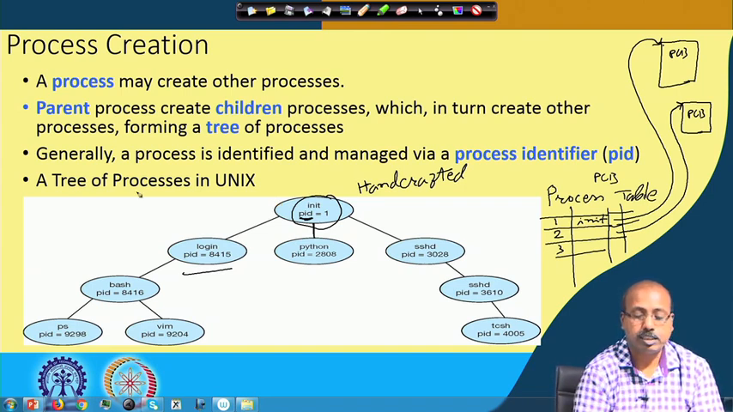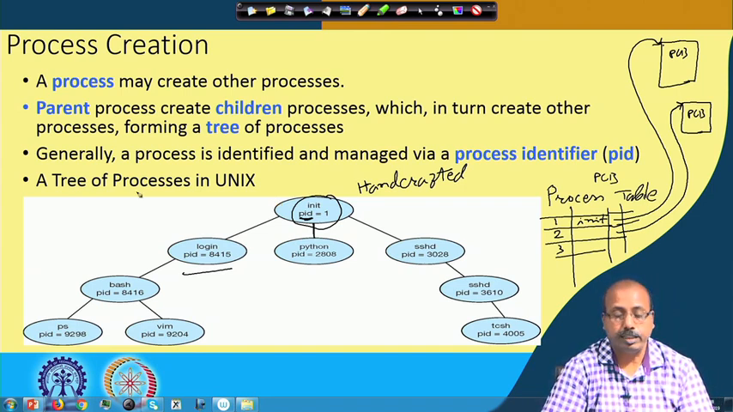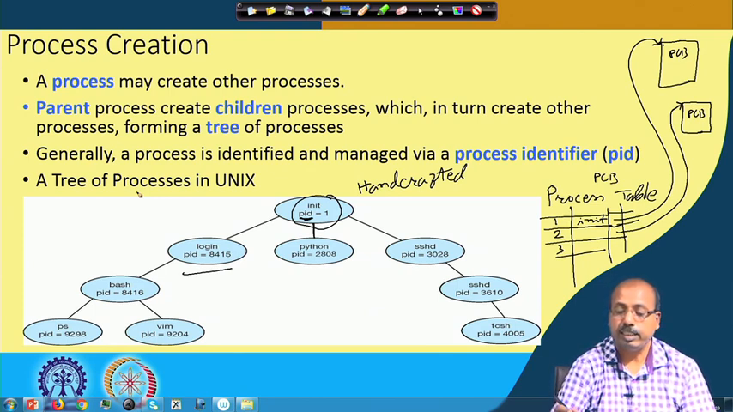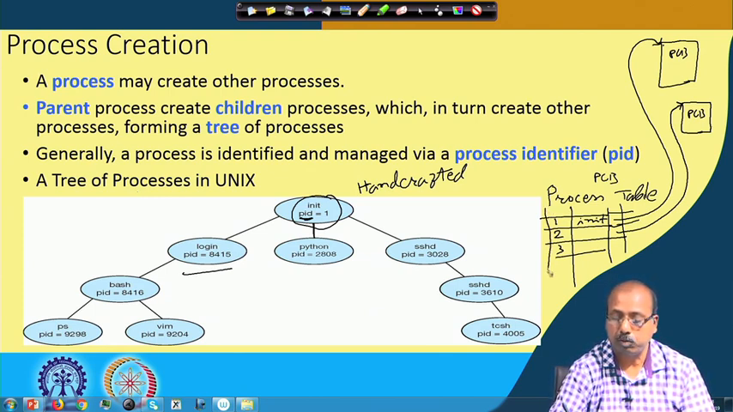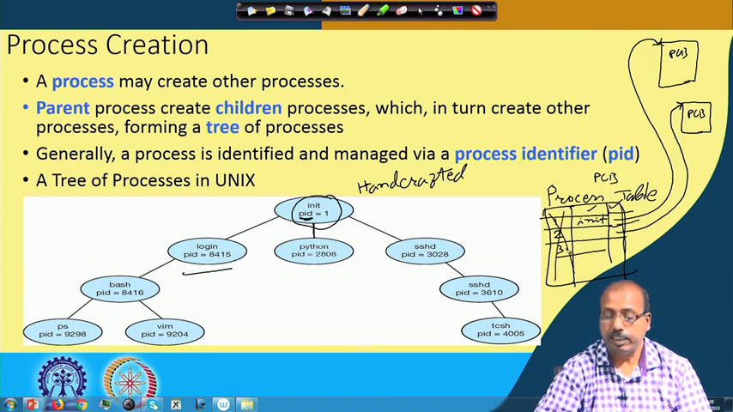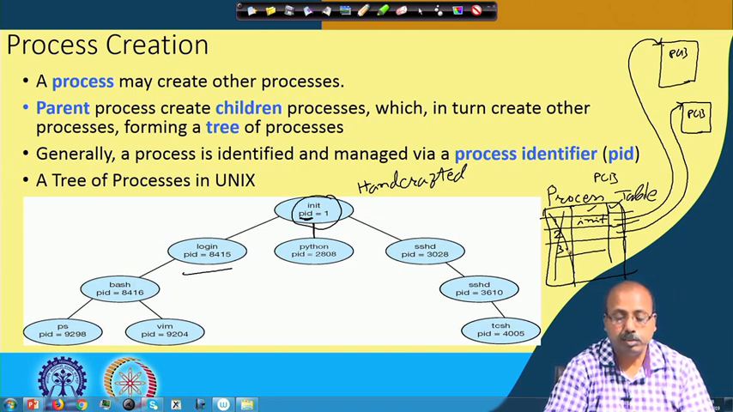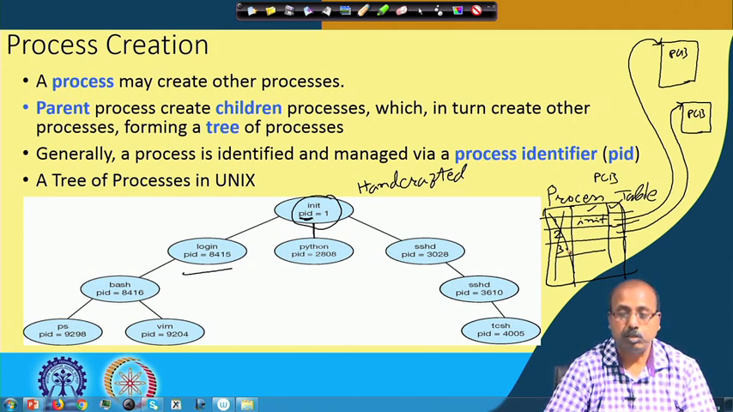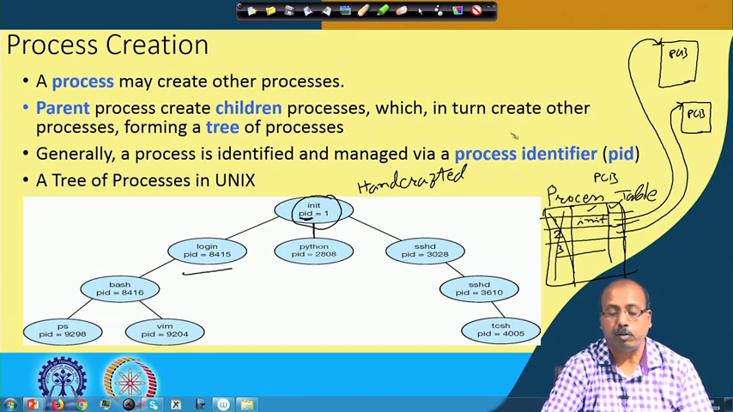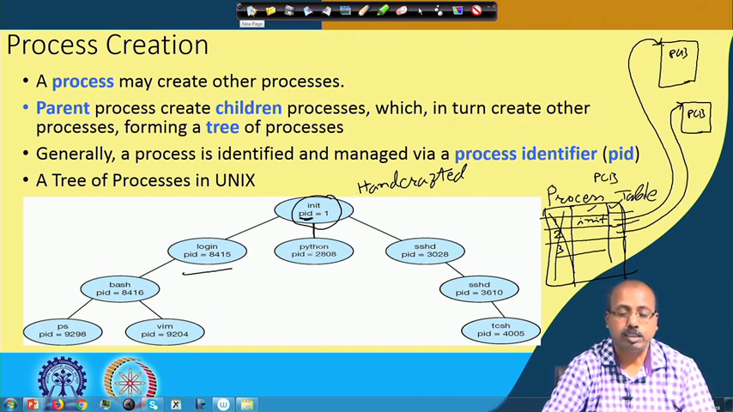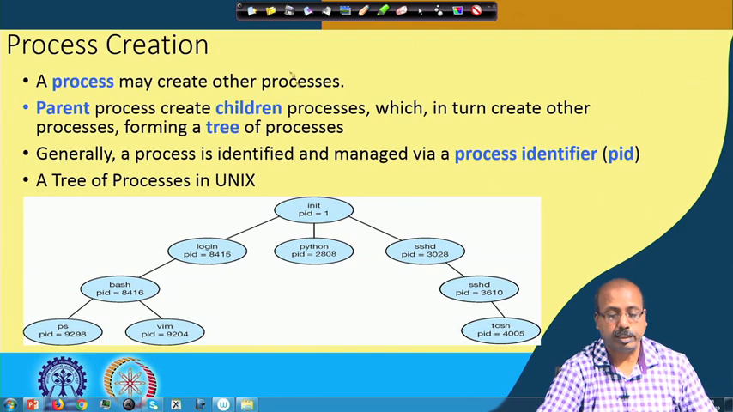As I said, a process is identified and managed by the process identifier or PID, which is nothing but the index of the process table. Though I have shown this column explicitly, it need not be there. We can have only the other two columns present, and the first column simply acts as the index of this process table. So this process is identified by the PID, and a tree of processes in Unix will look something like this. Most operating systems follow this type of tree structure so that the parent-child relationship is maintained.